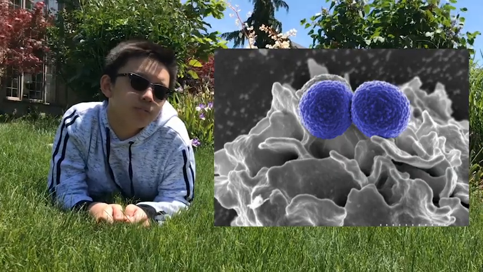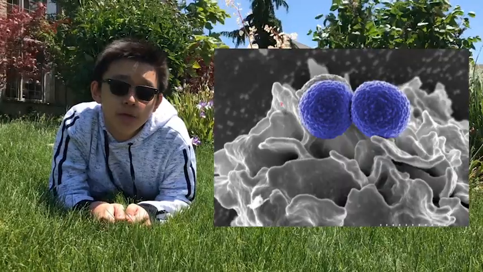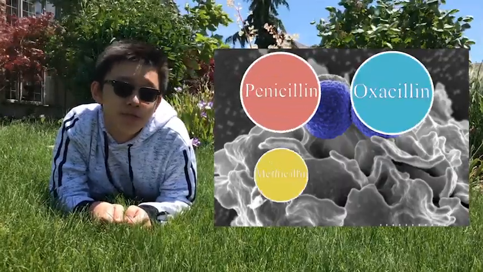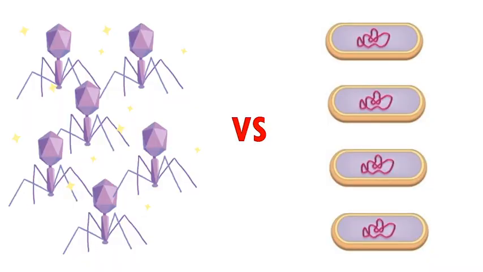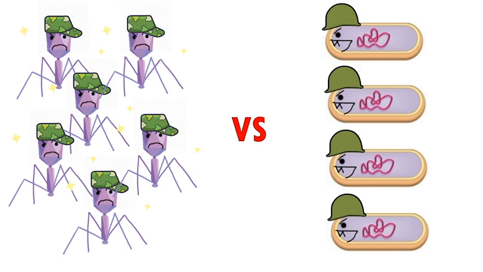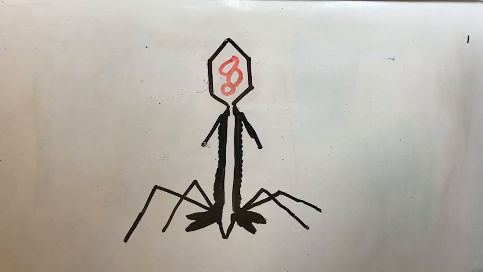Take MRSA for example. What was once a susceptible bacteria has now become resistant to numerous strains of antibiotics, including penicillin, oxacillin, methicillin, and amoxicillin. This is where phages come in. Bacteria, being the most primitive form of life, has been in a constant struggle against viruses, both evolving and developing more and more complex systems in order to outcompete each other.